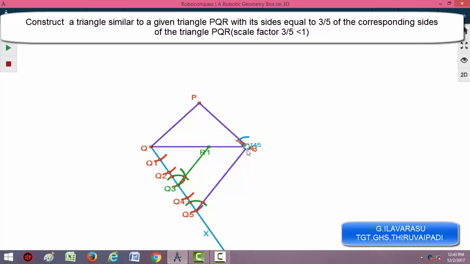Now next what we need to do is construct a parallel line to this PR through R1. For that also we need to do the same procedure as we have done downside. Draw an arc by keeping R as center, take any radius, draw an arc here, and then without changing that radius keep R1 as center and draw the arc.